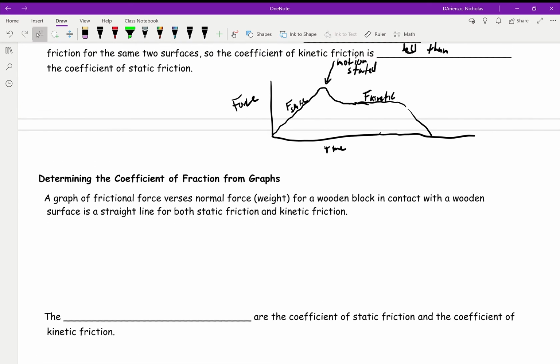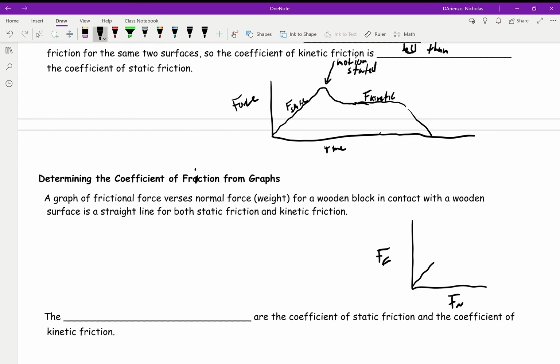Now we can determine the coefficient of friction from graphs. We'll look at a graph of the friction force against the normal force. A graph of frictional force versus normal force, or versus weight, for a wooden block in contact with a wooden surface is a straight line for both static friction and kinetic friction. The coefficient is not going to change. It should remain the same as long as the two surfaces in contact remain the same.